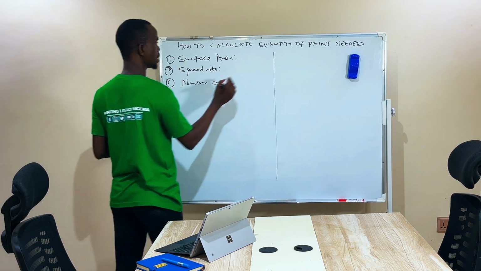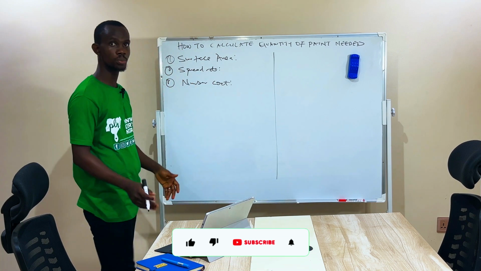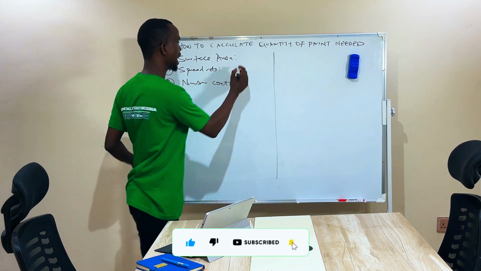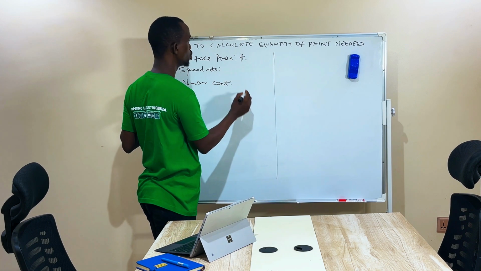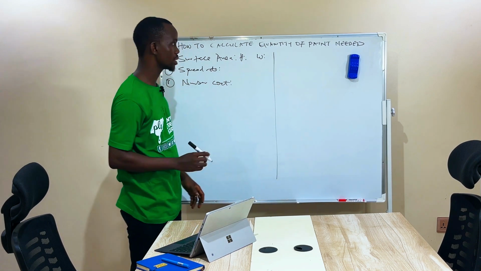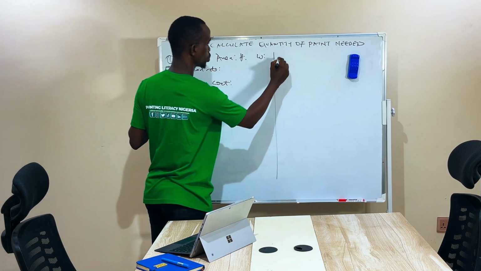The surface area, let's take for instance a room of 40 square meter. You multiply the height of the room by the width, it will give you the total surface area. So let's assume a 40 square meter room.